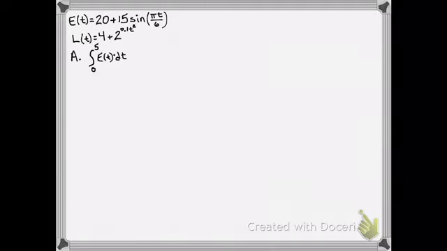If we look at units, E of T would be measured in fish per hour, and then dt is measured in hours. If we multiply those two together, fish per hour times hours gives us fish, which is exactly what we want. So the math is supporting everything that we think that it should. So it's a calculator problem.